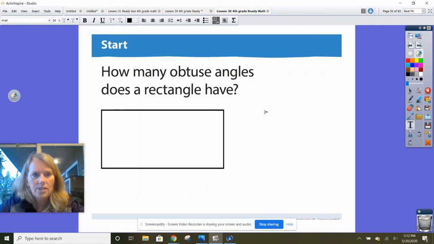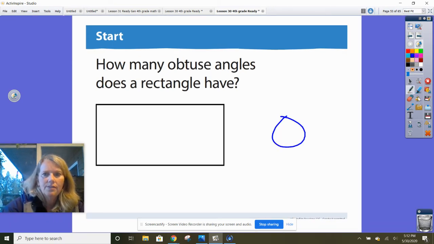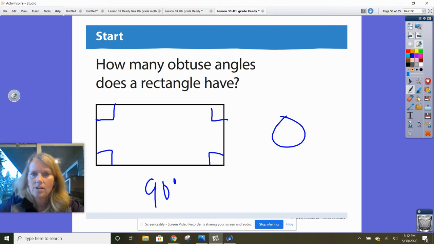How many obtuse angles does a rectangle have? It's a quadrilateral. Quads have 4 sides, 4 angles. How many of them are obtuse? Yes, I agree with you. It is a big fat 0 because we have a right angle, a right angle, a right angle, and a right angle, and those are all 90 degrees. Obtuse, you got to be bigger than 90. Tricky.